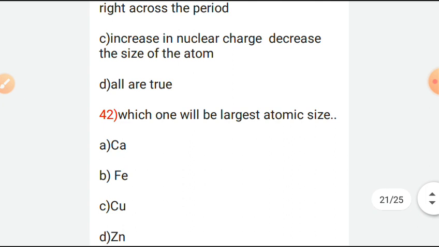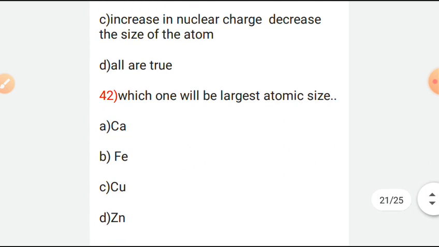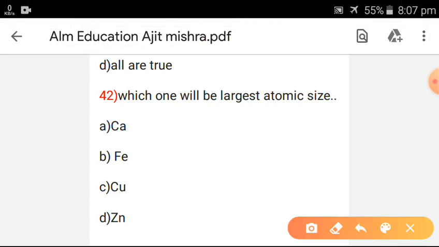Next question. Which one will have the largest atomic size? Option A, calcium, B, iron, C, copper, and D, zinc. Choose the correct answer. The answer will be option A, calcium. On moving across the period, the nuclear charge increases, hence the atomic size decreases. So the answer will be option A, calcium.